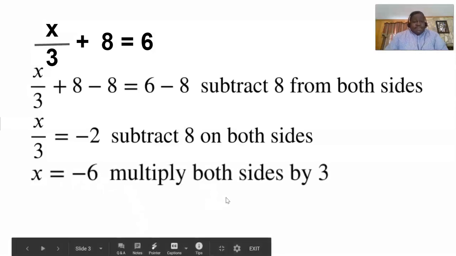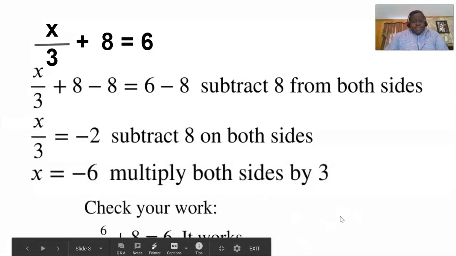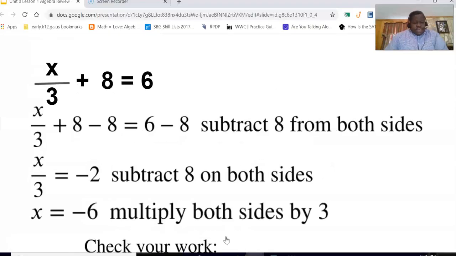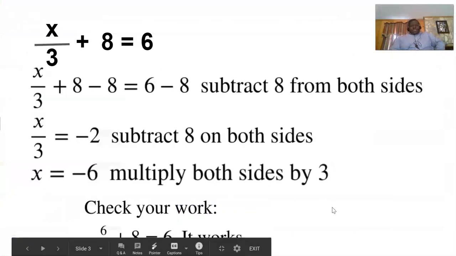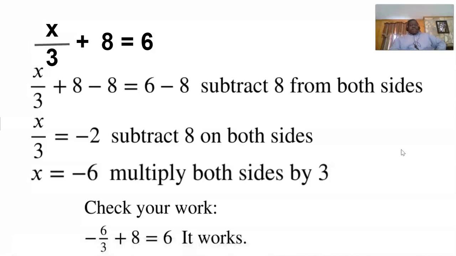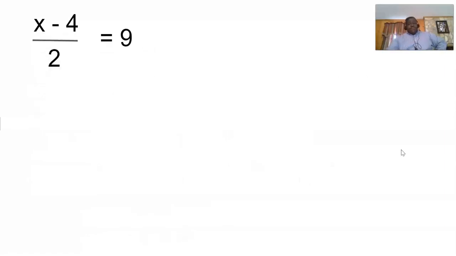Now, when we plug in our numbers, let's see. Went a little bit too fast. When we check our work, it's going to be negative 6 over 3 plus 8 equals positive 6. It is going to work. So like we said here, we're going to plug in negative 6. I apologize that the page turner is over the space for check your work, but it's going to be negative 6 over 3 plus 8. There it is, equals 6. It does work.